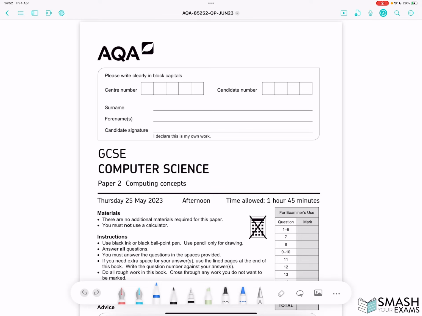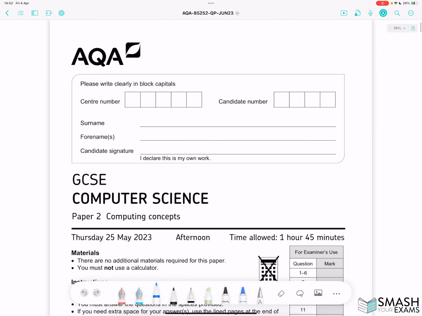Welcome to a walkthrough of GCSE Computer Science for AQA, and we're going to have a look at Paper 2, Computing Concepts from May 2023. So the first thing to begin with is it's really important to ensure that you get the front page correct, because you definitely want to ensure that you get your marks back after you've completed your paper.